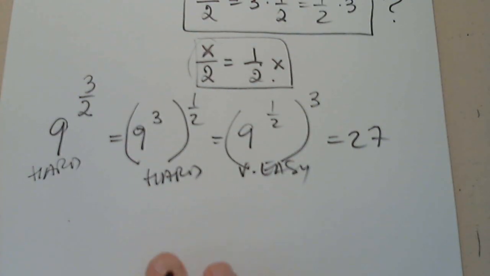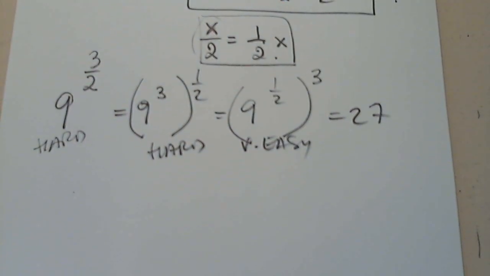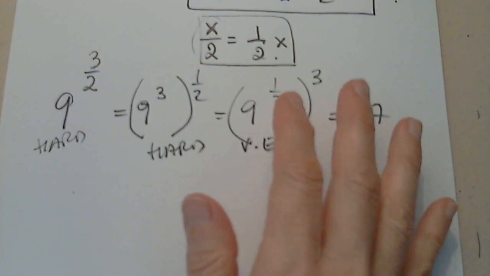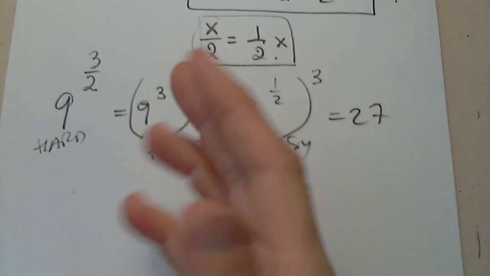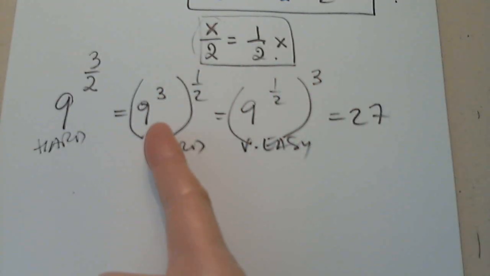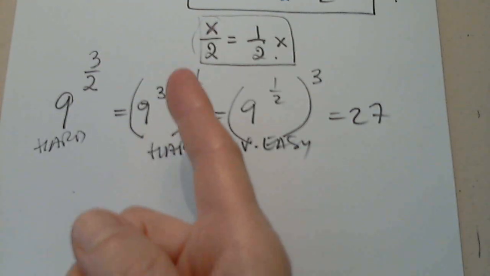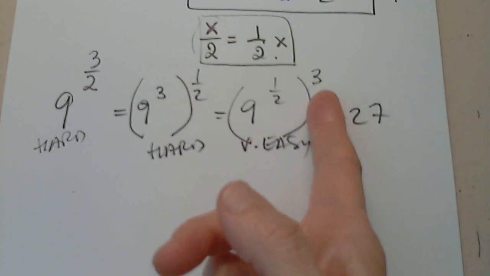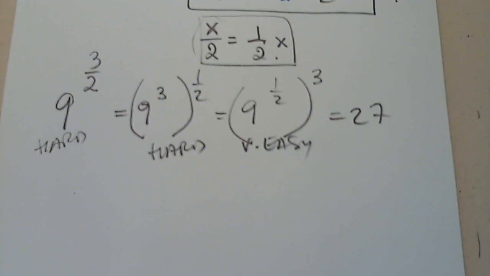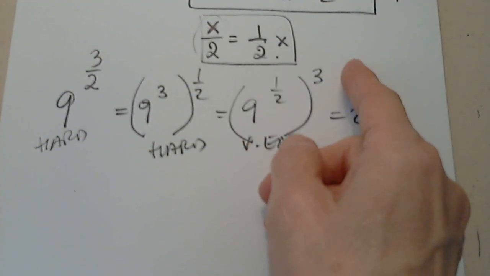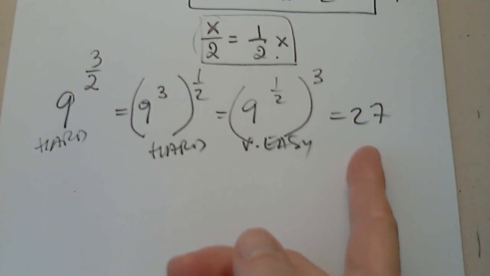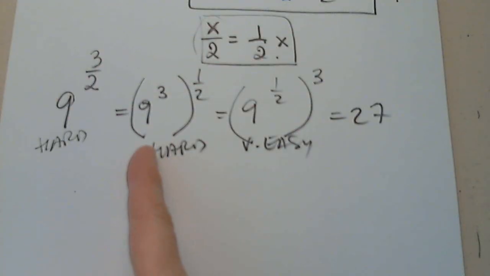Okay, any questions on this? Again, this property is based on the commutative and associative laws of multiplication. 3 times 1/2 is 1/2 times 3. But if I apply it in this order, I get the answer in a blink. If I apply it in this way or in this way, it's way more difficult.